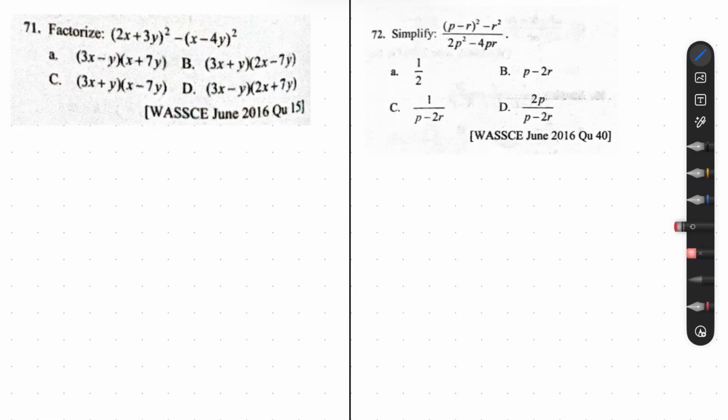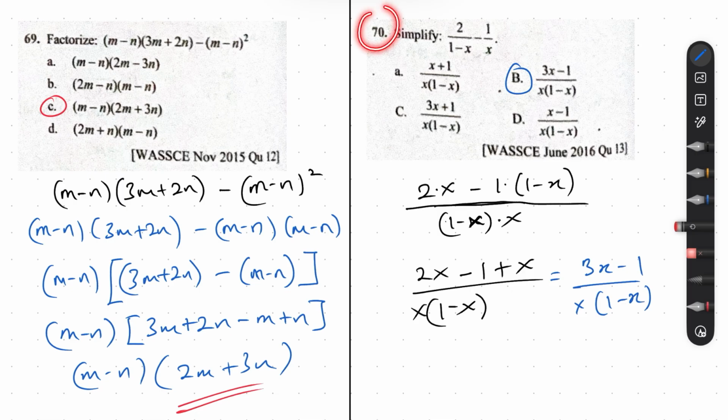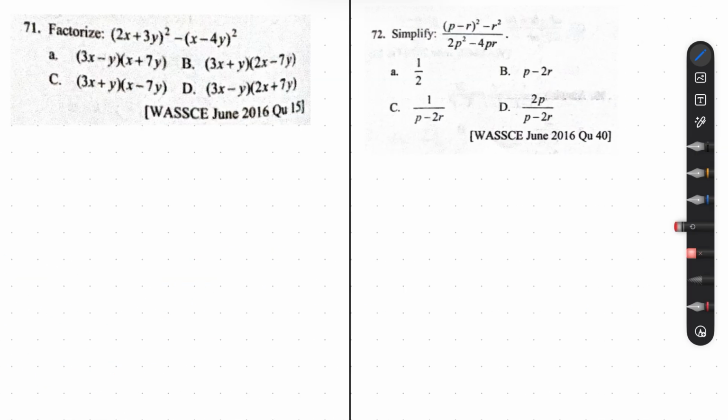In this session, we start with question number 71. Previously, we ended on question number 17. Okay, so here we start with question number 71. It says, factorize this. Let's factorize.